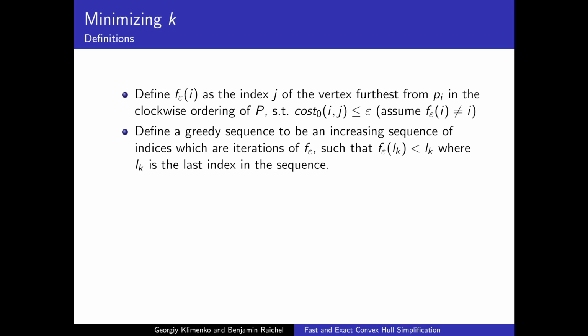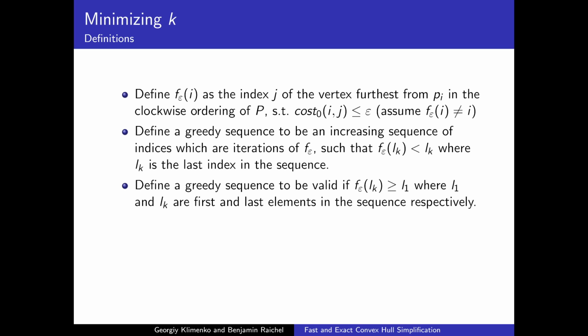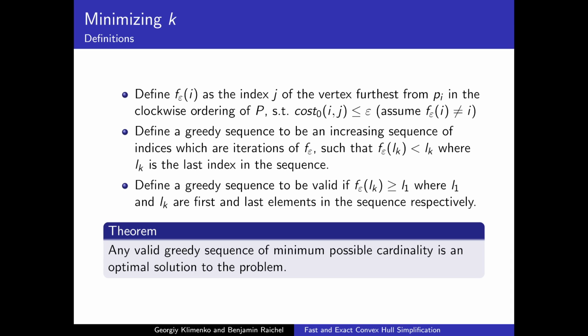This means that we take as many points as we can as long as indices are increasing. Now, we also define the greedy sequence to be valid if applying f epsilon to the last index in the sequence, we get a result which is at least as large as the first index in the sequence. And we prove that any valid greedy sequence of minimum possible cardinality would be the optimal solution to the problem.